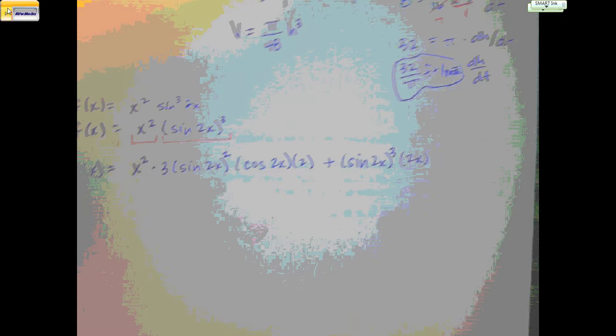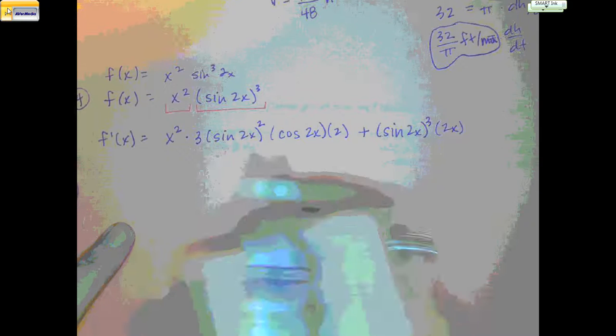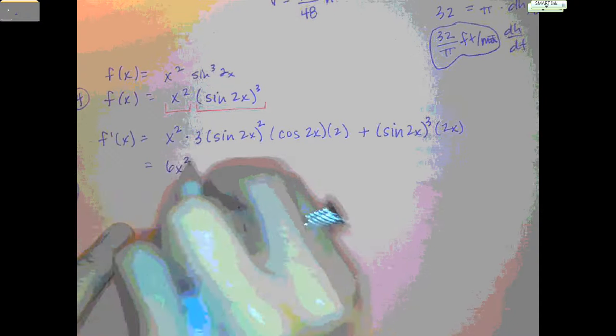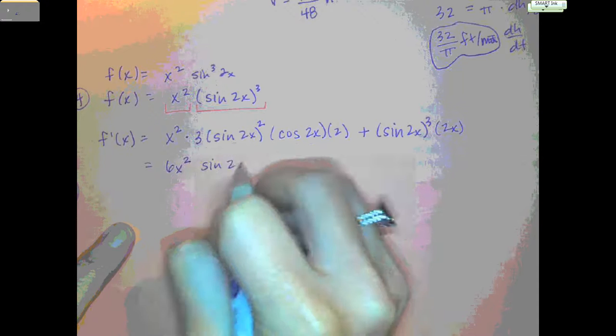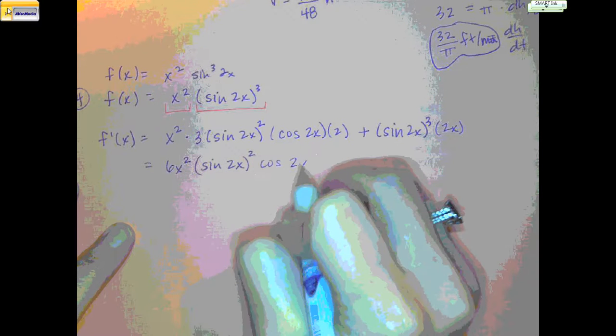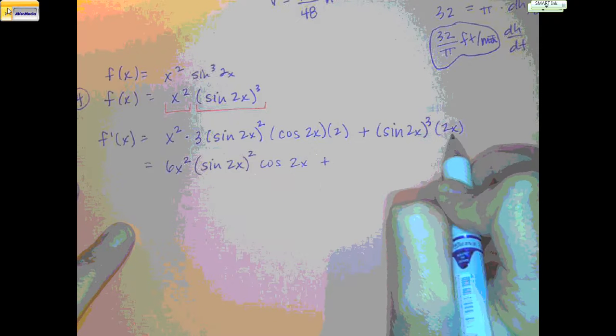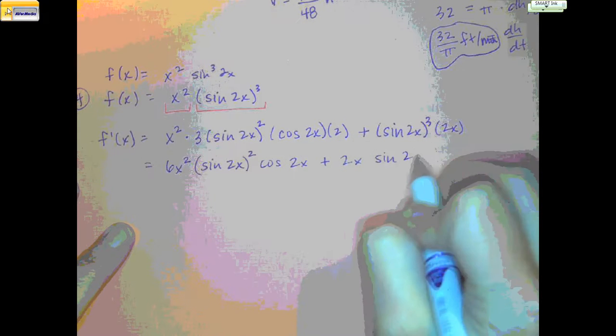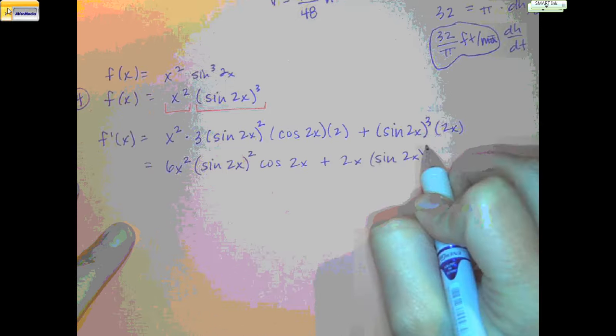Okay, so let's rewrite it and kind of make it pretty. I've got a 3 times a 2 times an x squared. So I really have 6x squared here, times sine 2x, the quantity squared, cosine of 2x, plus, I'm going to put this 2x in the front because that's what we're supposed to do. And the sine of 2x is cubed.